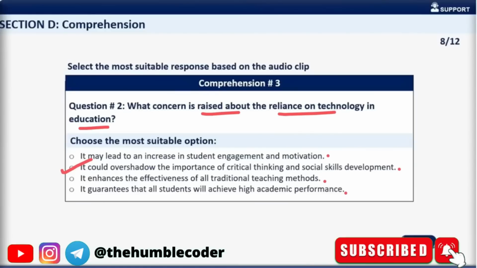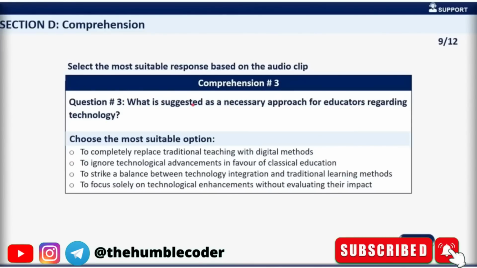Let's move on to the next question now. What is suggested as a necessary approach for educators regarding technology? The options that we have are: to completely replace traditional teaching with digital methods; to ignore technological advancements in favor of classical education; to strike a balance between technology integration and traditional learning methods; to focus solely on technology enhancements without evaluating their impact. So the correct answer in this case is going to be, to strike a balance between technology integration and traditional learning methods.